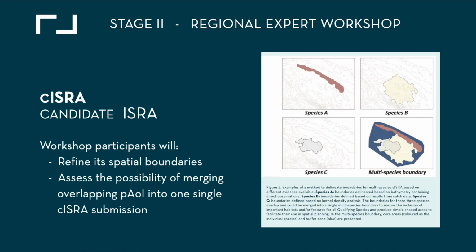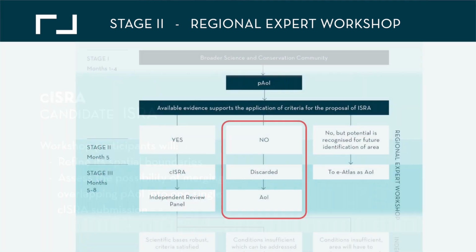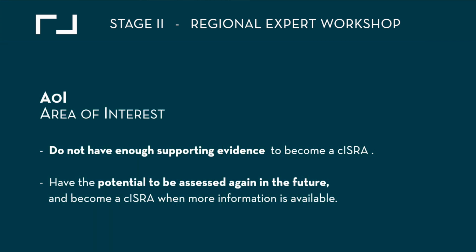Once a candidate ISRA has been agreed on, participants will refine its spatial boundaries according to scientific evidence. They will assess the possibility of merging any overlapping preliminary areas of interest into one single candidate ISRA submission. Any preliminary areas of interest that do not have enough supporting evidence will not advance to the candidate ISRA stage and will be classified as areas of interest and stored for future review. An area of interest has the potential to be assessed again in the future and become a candidate ISRA when more information is available.